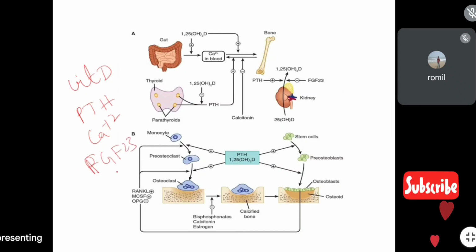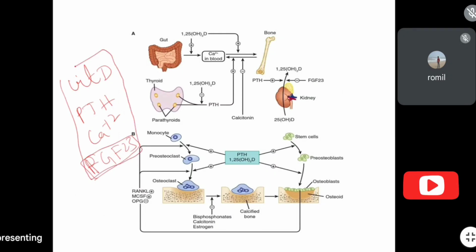FGF23. This is also called... Can anyone tell me what is FGF23? FGF23 is fibroblast growth factor. Okay, so these are very important factors, or these play a very important role in maintaining calcium homeostasis.